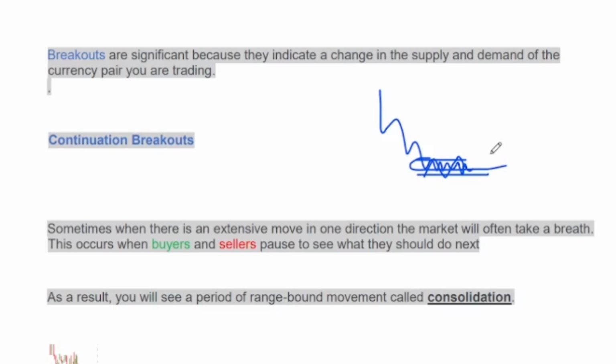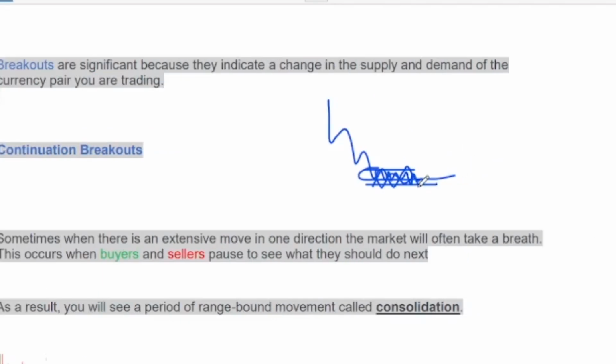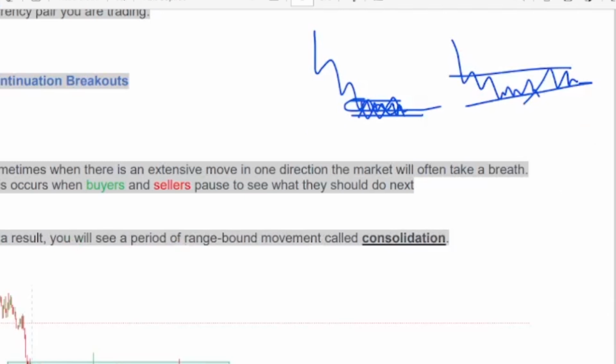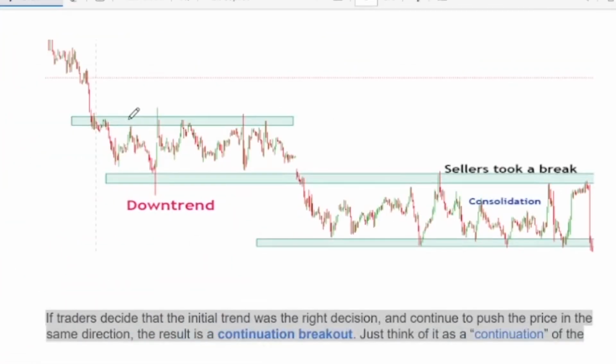So to see what to do next when we are in the consolidation, we have to be careful and wait until we break out in order to know the direction of the market, okay? As a result, you will see a period of range-bound movement called consolidation. This is what we are talking about. If we are moving down, this is a consolidation. We are starting from this area, consolidation. So when we get a consolidation like this, this is a consolidation.